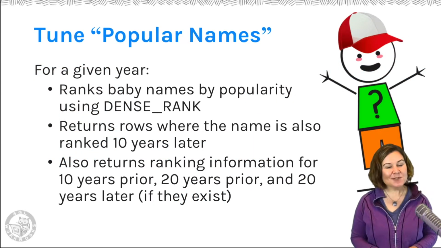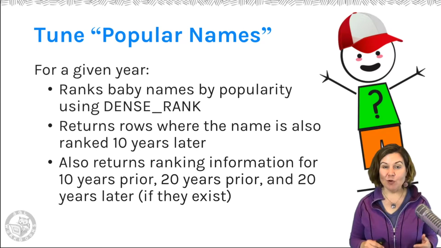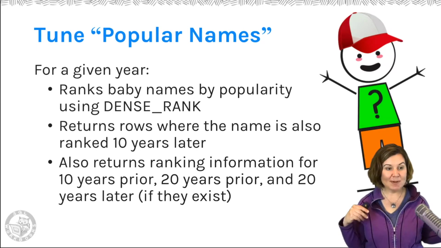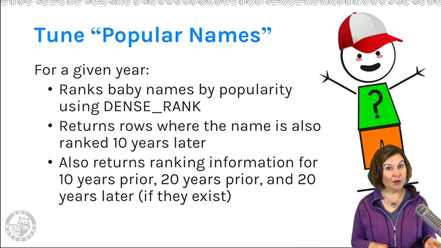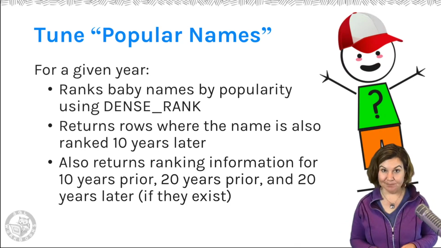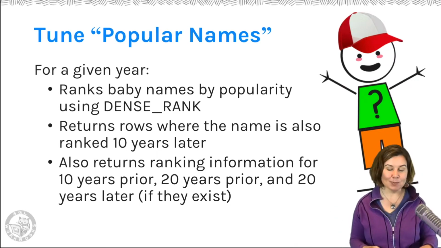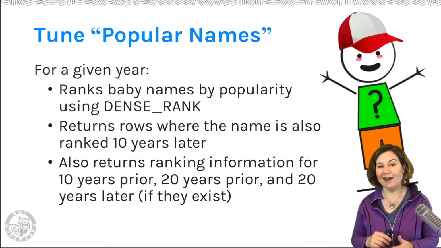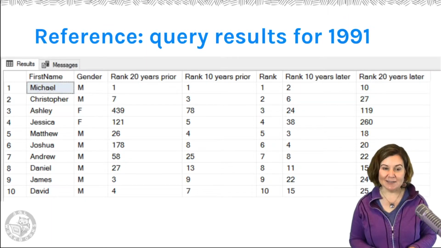The query that we're tuning today ranks baby names in popularity for a given year. We specify a given year and it gives us the top 10 names for that year, and then it also says what's the rank 10 years later. It uses an inner join for that. In addition, it uses outer joins to look at the rank 10 years prior, 20 years prior, and 20 years later if those rows exist.